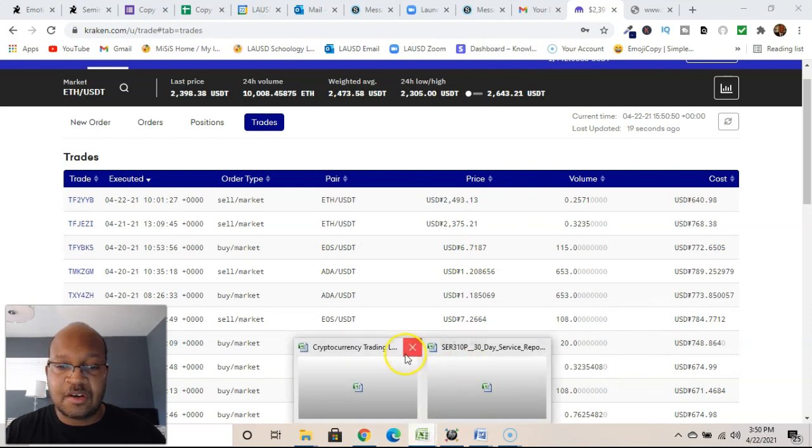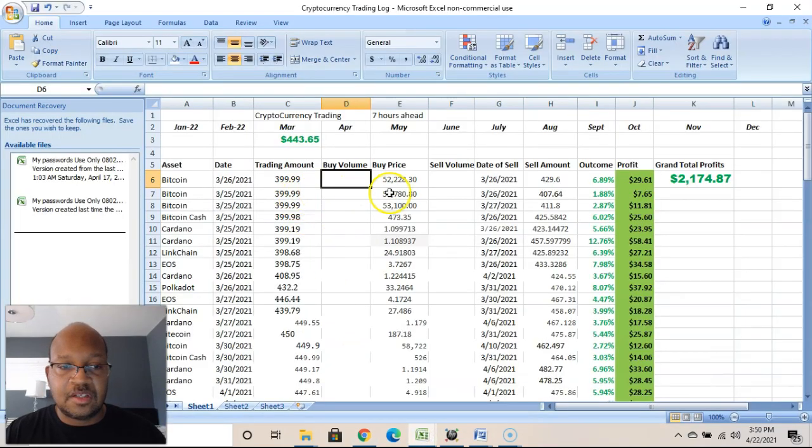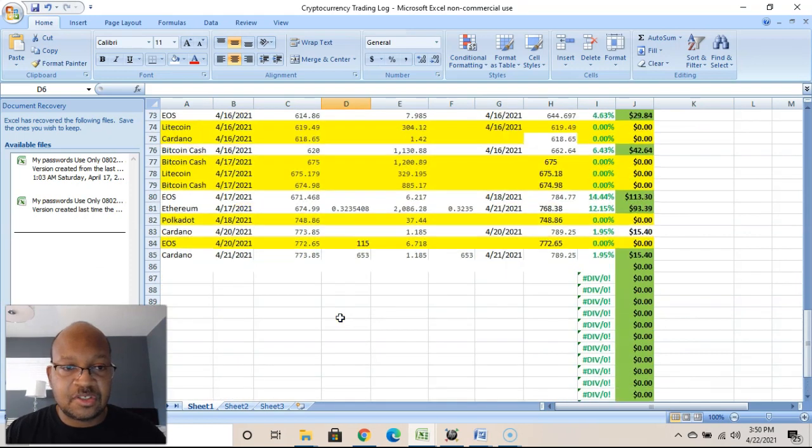So if I go back over here, let's go down to EOS. Let me just show you. All right, here it is right here. So I have EOS purchased on the 20th for $772.65. The volume of that was 115. And the price per share, if you will, was $6.71, rounding it up, $6.72. Now, when that order sells, I'm going to put the sell volume here.